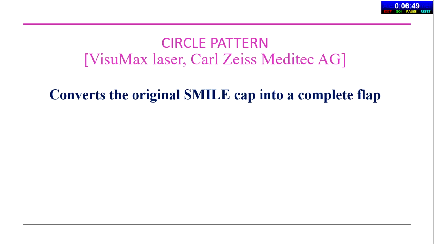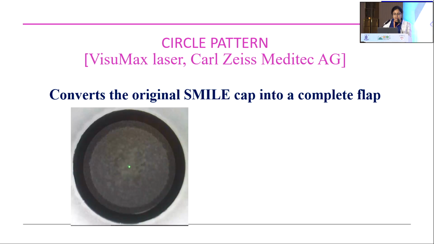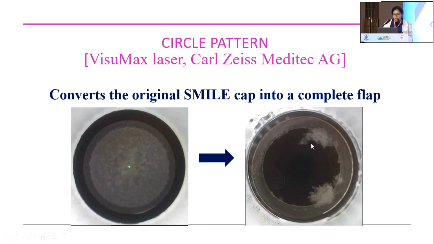We have, in a sense, moved from the flap to the cap, but then sometimes you do need to move back from the cap to the flap. So how do you do so? So circle pattern gives you an option to convert the original SMILE cap into a complete flap. So what we have, this is the SMILE lenticule and with the overlying cap, and if you have to convert it into a flap, you do a circle pattern which you can lift into a complete flap.